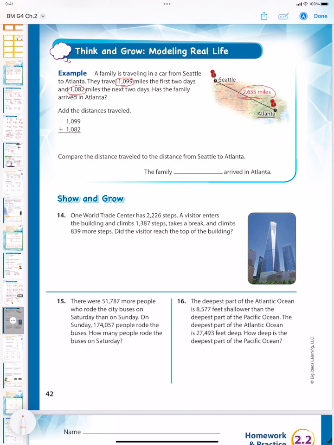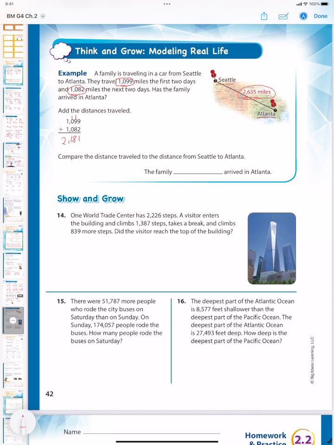So now let's find out the distances they traveled. 9 plus 2, 11. Carry 1 up. And oh, look at this. 1 plus 9 is already 10. So, yep, I'm going to just write down 8 and I'm going to carry 1 up here. It becomes what? 102. Okay, so they drove what? 2,181. Now compare the distance traveled to the distance from Seattle to Atlanta.